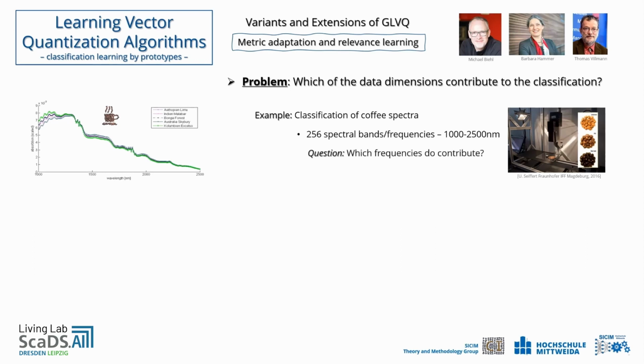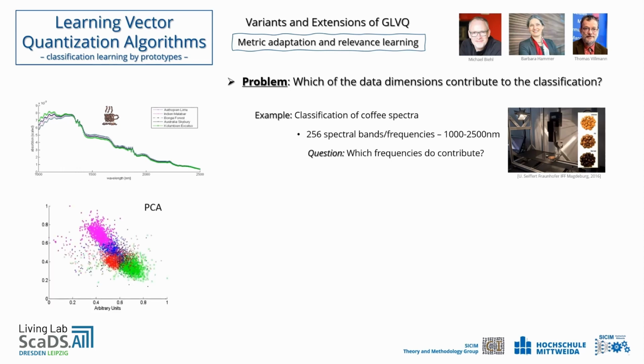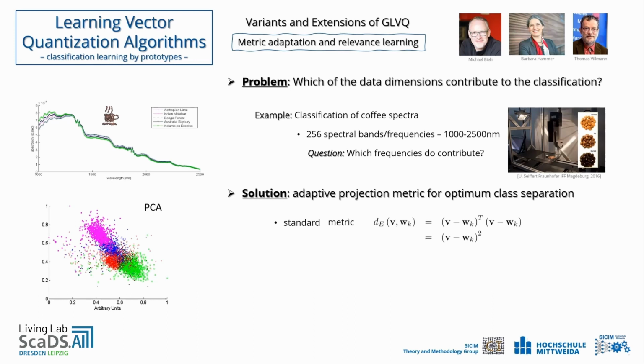So, high-dimensional spectral data, the question is which frequencies contribute to the classification of coffee. If we take a PCA, then we can see that the data heavily overlap. So the solution is that we take an adaptive projection metric for optimum class separation. We replace the standard squared Euclidean metric by a metric which is equipped with a linear mapping of the data and the prototypes. This linear mapping is given by the omega matrix, and now we can learn this omega matrix in parallel to the prototypes.